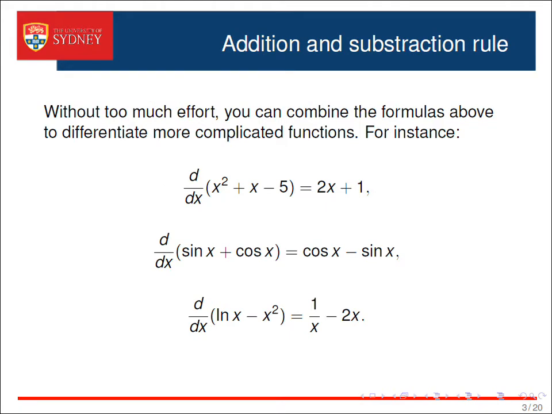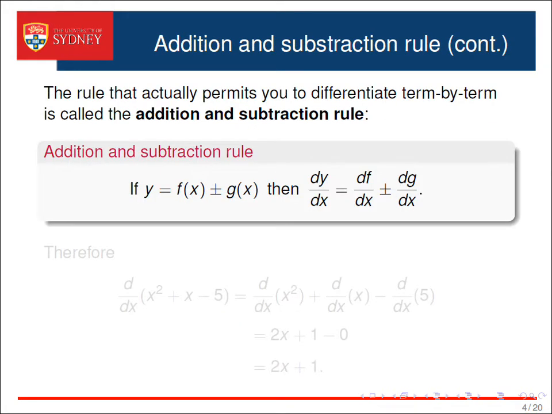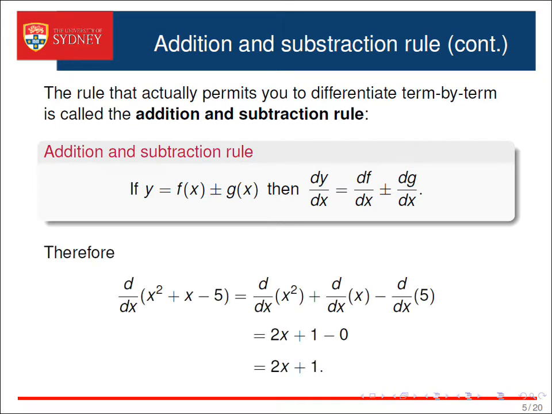Without too much effort, these formulas can be used together to differentiate the combination of any sum and difference of the elementary functions above. Observe the following examples. But to be rigorous, the rule that actually permits you to differentiate those functions above term by term is called the addition and subtraction rule. So for instance, the derivative of the quadratic function x squared plus x minus 5 is equal to the sum of the derivatives of each individual term.